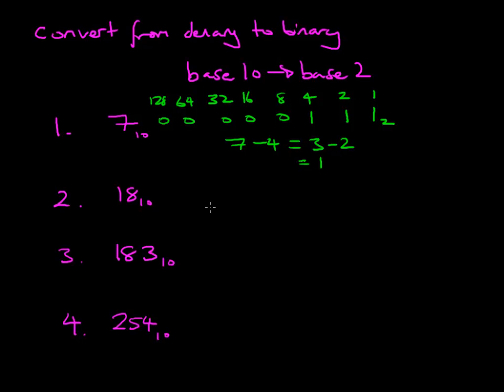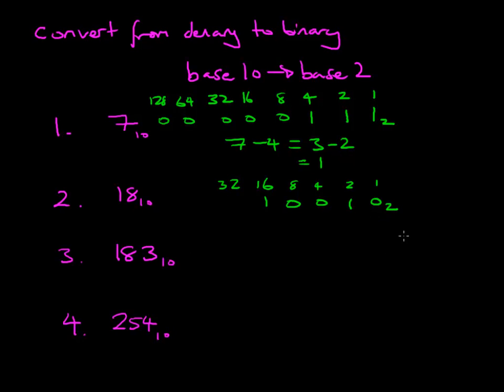Now let's look at 18. So again, we need the numbers 1, 2, 4, 8 and 16 and 32. I won't go any further. So 32 won't fit into 18, but 16 will. So we'll take one of the 16s, and then 8 won't fit into the 2 that remains, neither will 4, but 2 will. So 16 plus 2 is 18, and we don't need any of the 1s. So 10010 in base 2 is the same as 18 in base 10.